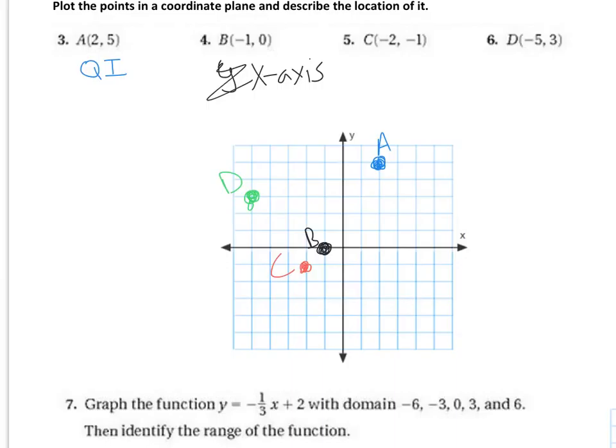And C was in quadrant 3, and D is in quadrant 2. Okay? Alright, so let's look at how to graph these when we have equations now. Okay?